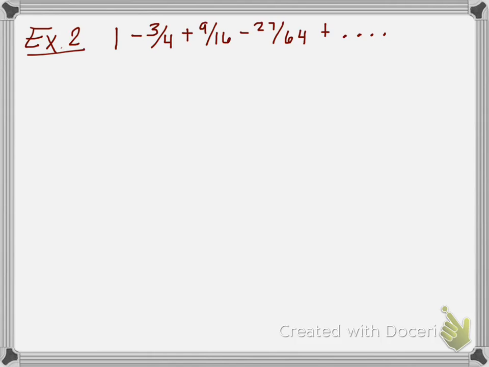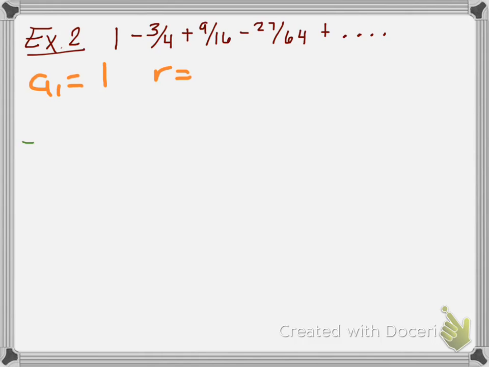64. And it continues. Now, what 2 things do I need? My a sub 1 and my r. Do I know who a sub 1 is right now? 1. And do I know who my r is? But can I figure out who my r is? Yes. How? Divide 3/4 by 1.